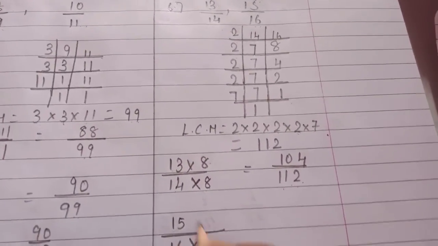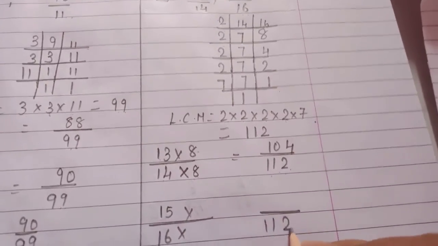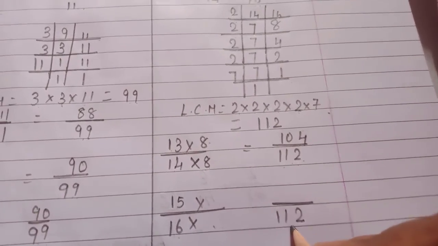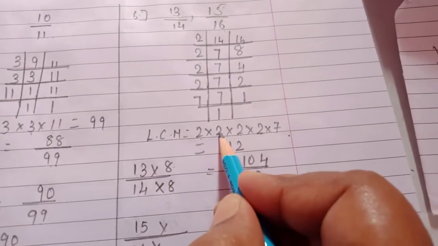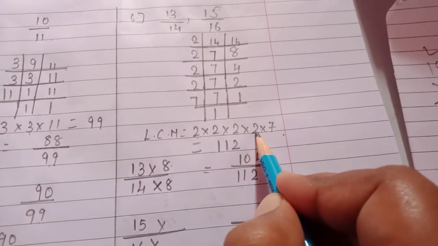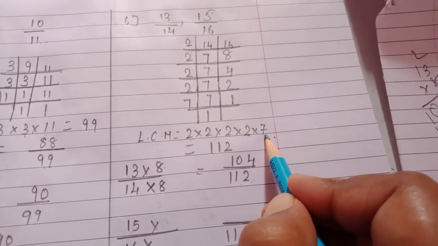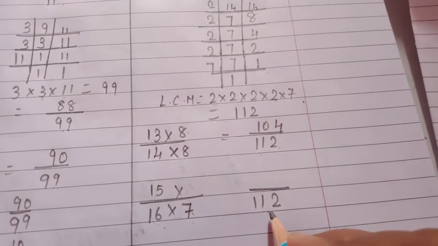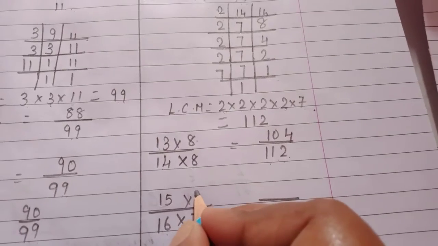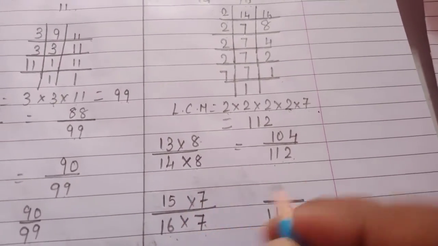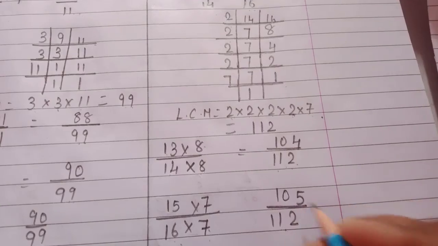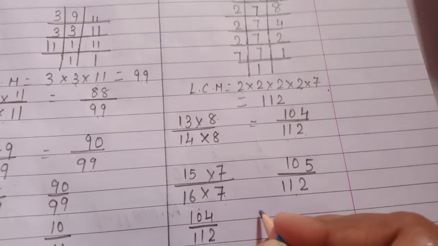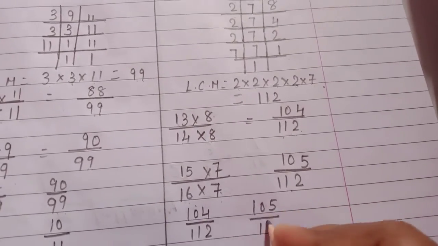Now the second fraction is 15 upon 16. So we want denominator 112. So here 16 is there. So what will we multiply to get 112? So let's see, 2 2s are 4, 4 2s are 8, 8 2s are 16. Till here is 16. Now which number is left? 7. So we will multiply 7 to get 112. 16 7s are 112. So in the numerator also we will multiply 7. So 15 7s are 105. So our fractions are 104 upon 112 and 105 upon 112.